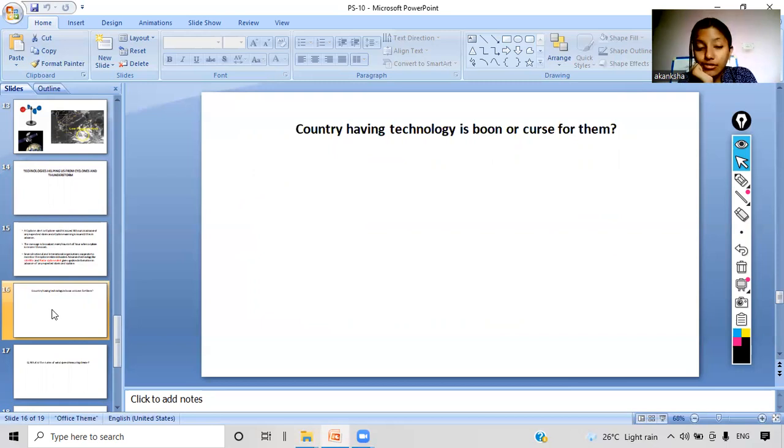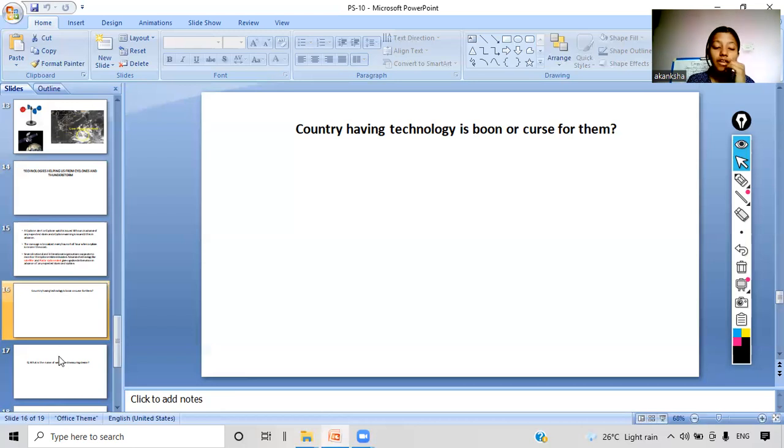So most of you are saying that it is a boon. Yes, it is a boon because it will be easier for us to detect the large scale damage that these thunderstorms and cyclones cause. And we can also prevent these damages if we have the proper technology, right? So yes, it is a boon.